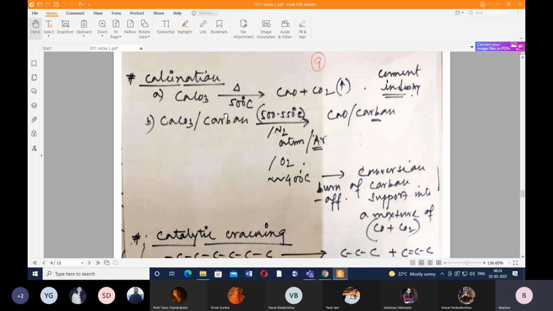What would be the proper definition of calcination reaction? And why is it necessary to perform such kind of reaction? Here I have already noted down that in the cement industries, we make use of calcination reaction.